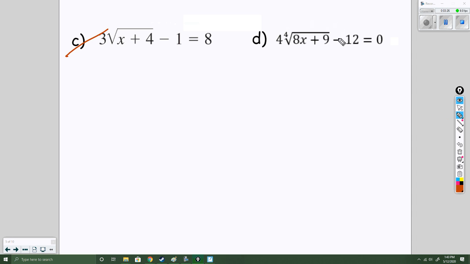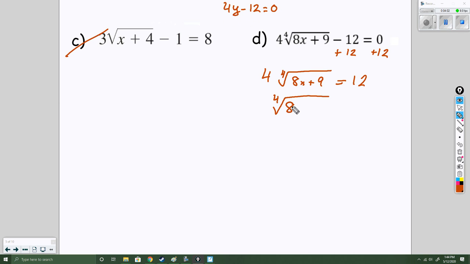All right, in this case, I know there's a lot of stuff going on. One way we can think about this is let's just call this like a variable. So I'm just going to say like 4y minus 12 equals 0. So what we want to do is isolate the radical, and let's call the radical y. So the first thing that we would do is add 12. So we get 4 times the 4th root of 8x plus 9 equals 12. And then after that, we would divide by 4. And that just isolated the radical. So we get the 4th root of the quantity 8x plus 9 equals 3.